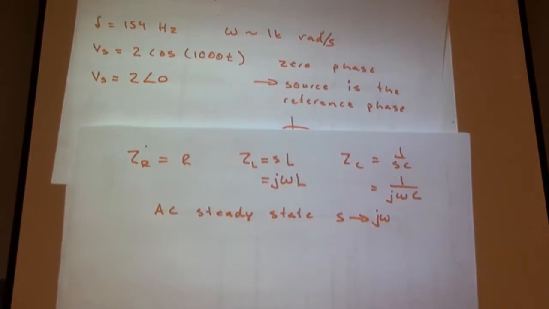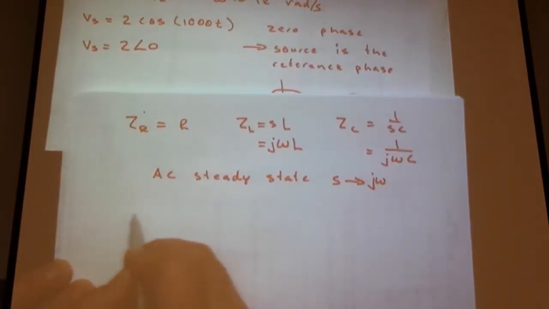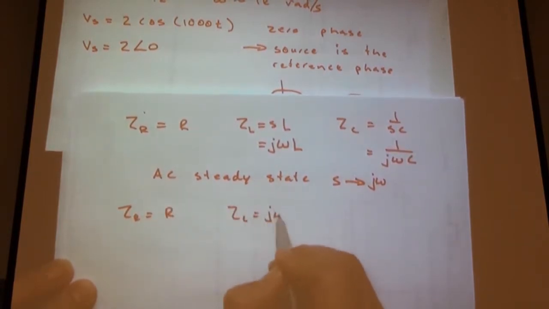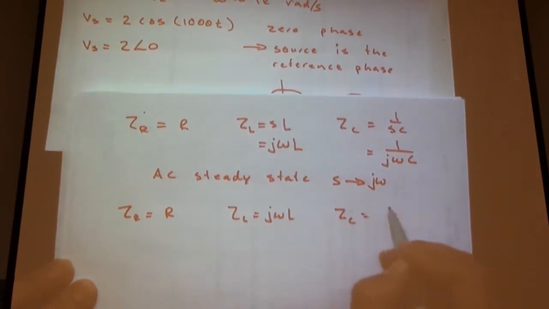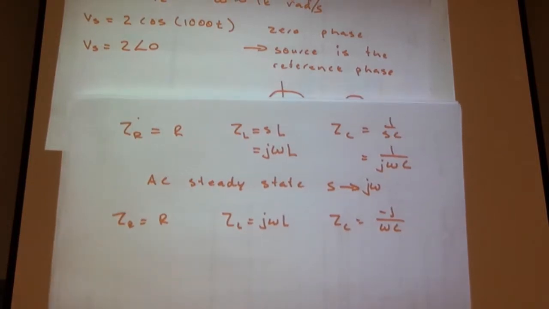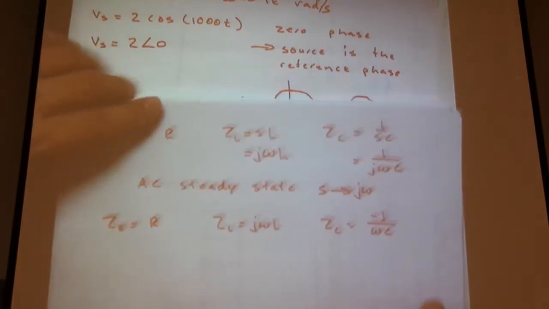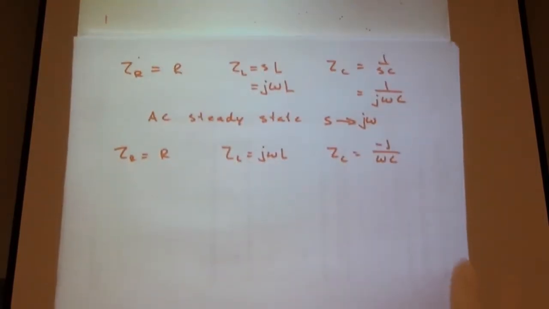Another way of writing these same things, frequently done: ZR is still R, ZL, of course, J omega L, and ZC is minus J over omega C, because 1 over J is minus J. And so if we think about this for a minute, we have negative complex impedance, negative imaginary impedance. So we have resistive impedance, which is purely real, and we have imaginary impedance that can be negative or positive. So the imaginary impedance in our circuit can be negative or positive.